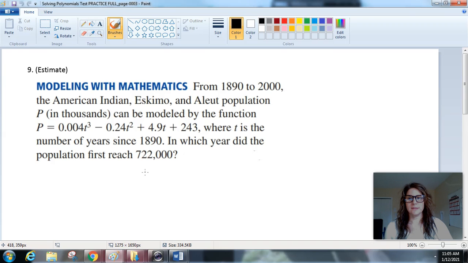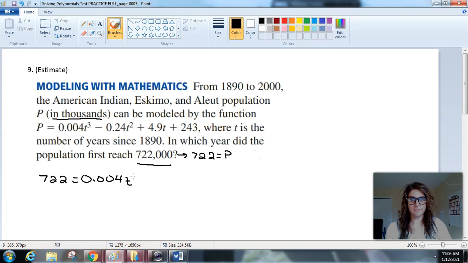So they're telling us the population is 722,000 people. They also tell you we measure in thousands. So this is actually the number 722 we want to be focused on. So be aware of measurements. So this is your P, because that's the population, equals that crazy looking formula. Now remember, when we put this in Desmos, you have to use x's. So it's up to you if you want to change them first, but t is representing time in years.